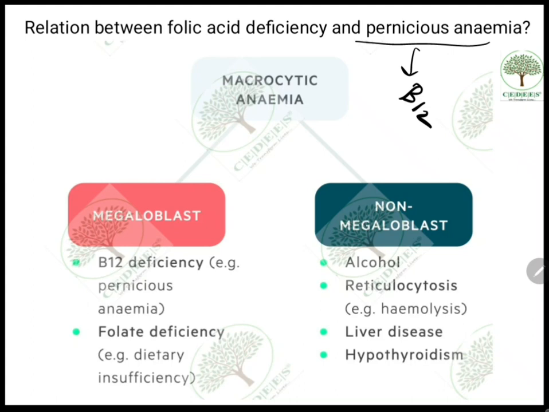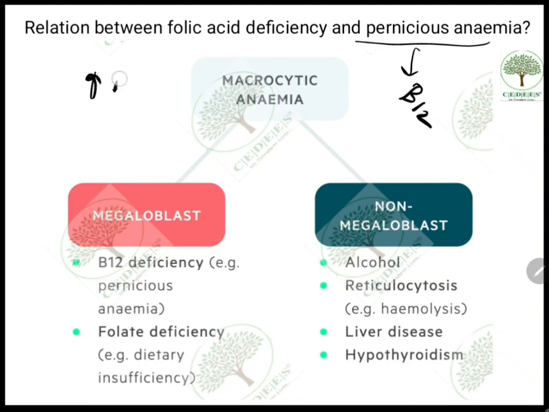So you know that anemia can be either microcytic or macrocytic. Macrocytic means that the red blood cells are larger than normal, and it can be classified into two types. Macrocytic includes megaloblastic anemia, which is a type of macrocytic anemia.